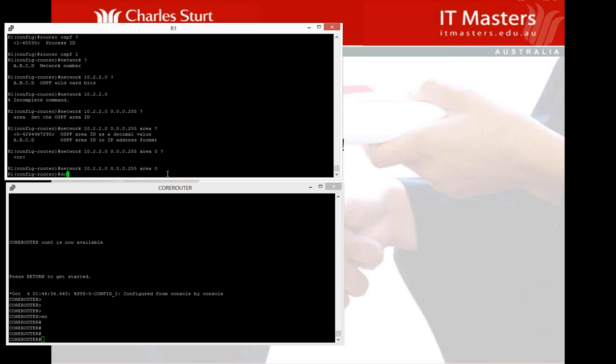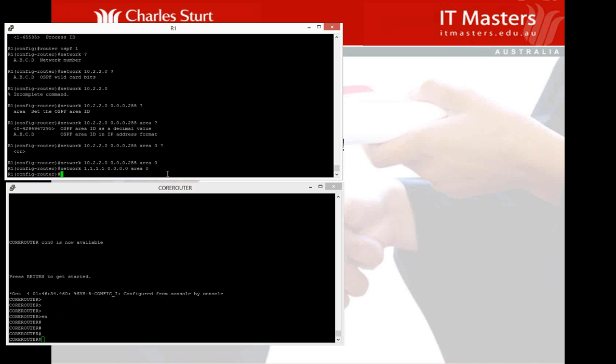Now if we put in our loopback as well, 0.0.0.0 this time, because I want it to be the actual host route, and we're going to pop that into area 0 as well. Because I could put in a different area, but we're only looking at single area OSPF at the moment. Okay. So is that enough?